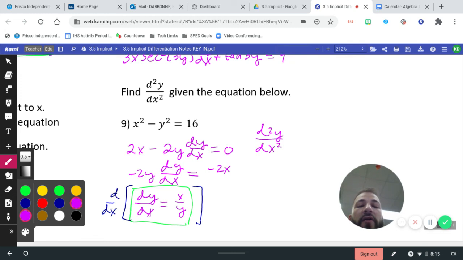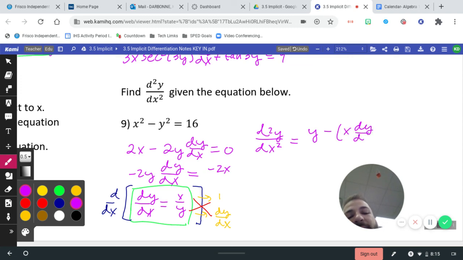Okay, so d squared y over dx squared is equal to, and what kind of derivative is this? Well, it's a chain rule, or sorry, not a chain rule, a quotient rule. So derivative of x would just be 1. Derivative of y is dy over dx. And then I am still going to cross multiply. So low times derivative of high, so y, minus high times derivative of low, so minus x dy over dx, all over low squared, so y squared.